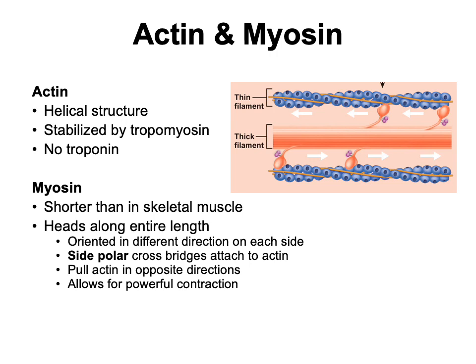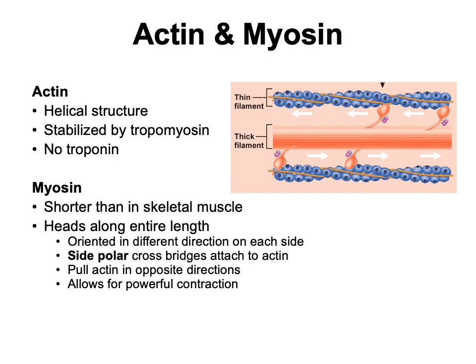Actin and myosin of smooth muscle. The actin is a helical structure, just the same as it is in skeletal muscle, and it is stabilized by the tropomyosin, and its myosin binding sites are covered by the tropomyosin. However, it doesn't have any troponin that locks that tropomyosin in place. The myosin is shorter than in skeletal muscle and a little bit thicker. The heads along the entire length are oriented in different directions on each side.